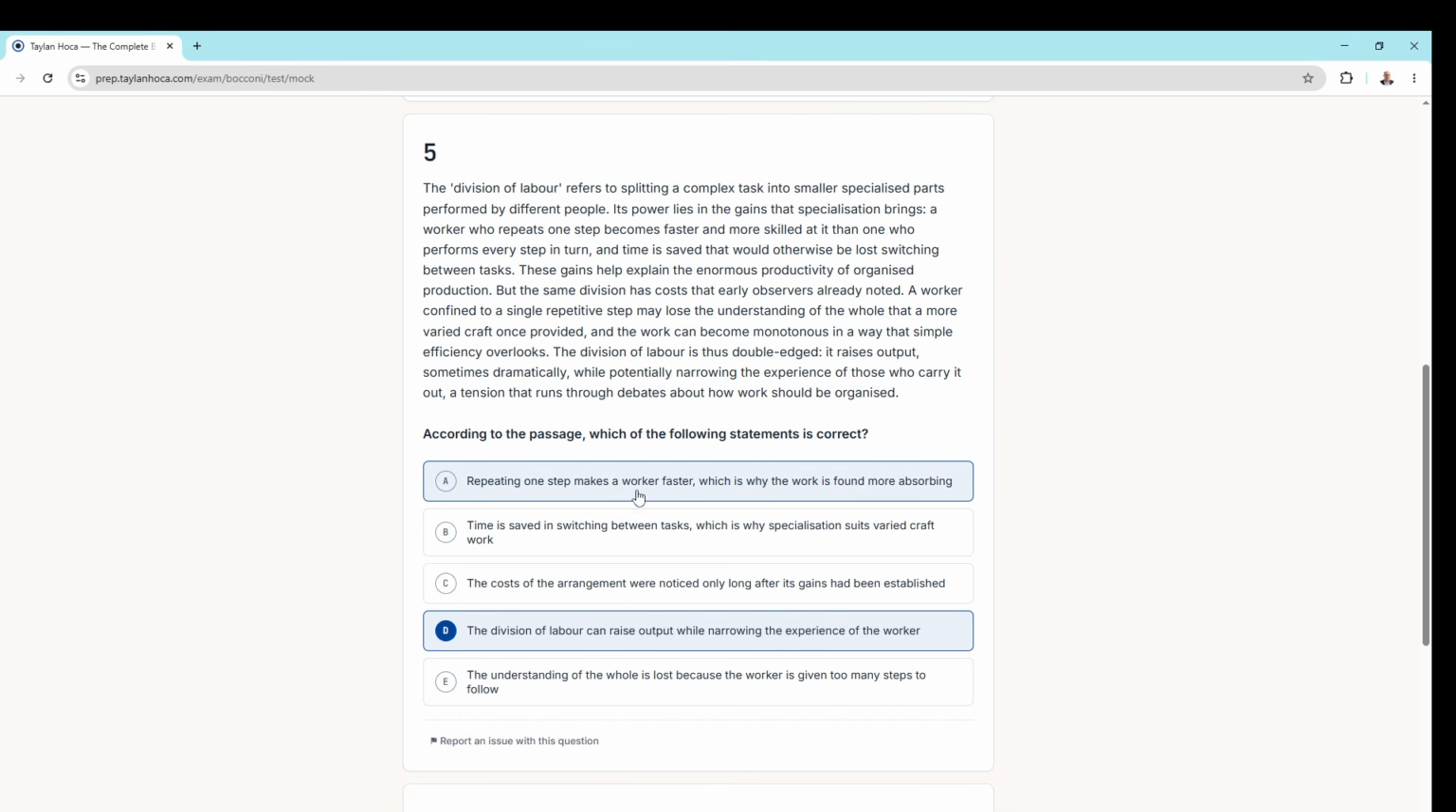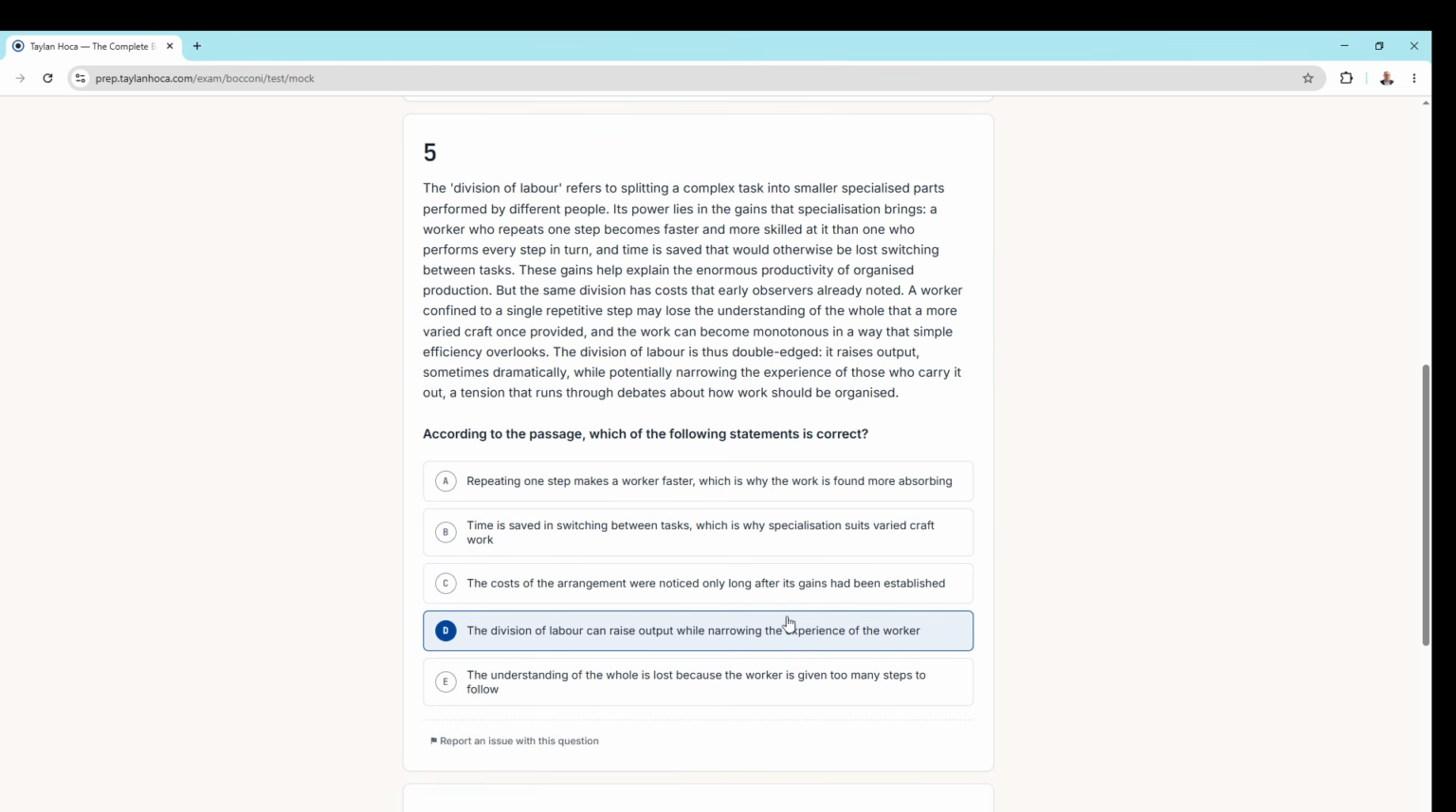Okay, repeating one step makes a worker faster, which is why the work is found more absorbing. What about the absorbing thing? It's okay, and more skilled at it than one who per okay. All right. I don't know about absorbing. Time saved in switching between tasks, which is why specialties varied craft work. I don't think it's about craft work. No, it's not about varied work. It's about the same work.